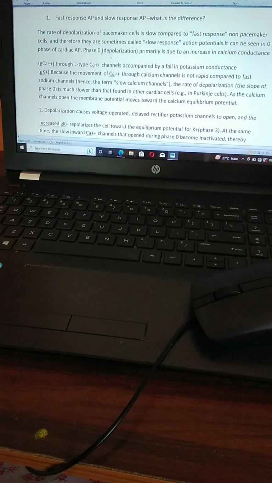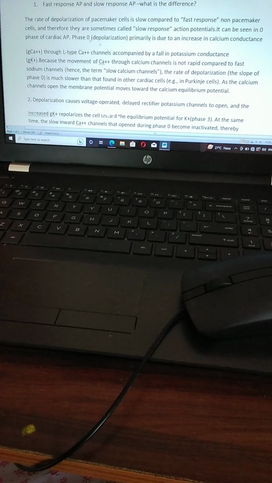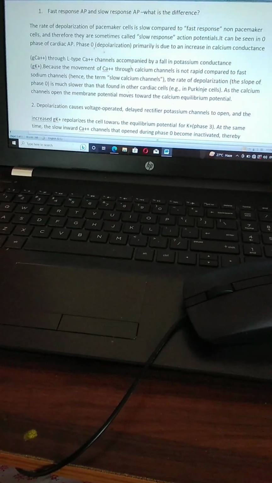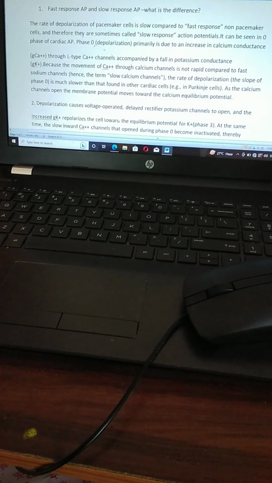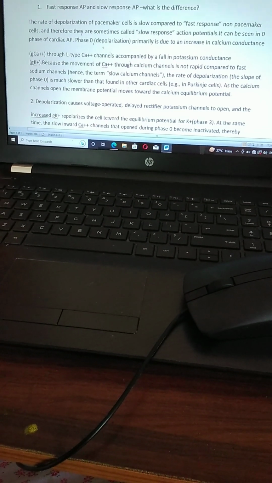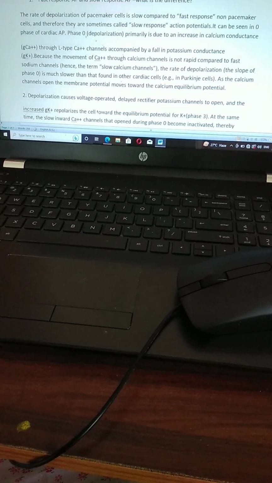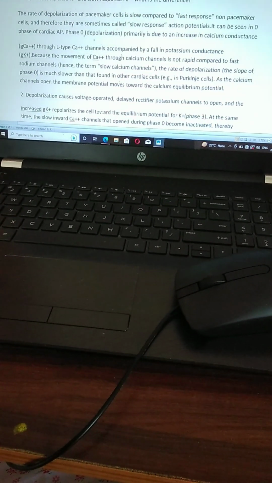Here it is due to the sodium channels, okay. Due to the sodium channels, it is the fast response. The rate of depolarization, that is the slope of phase 0, is much slower than that found in other cardiac cells, that is the Purkinje cells. So as the calcium channels open, the membrane potential moves towards the calcium equilibrium potential.